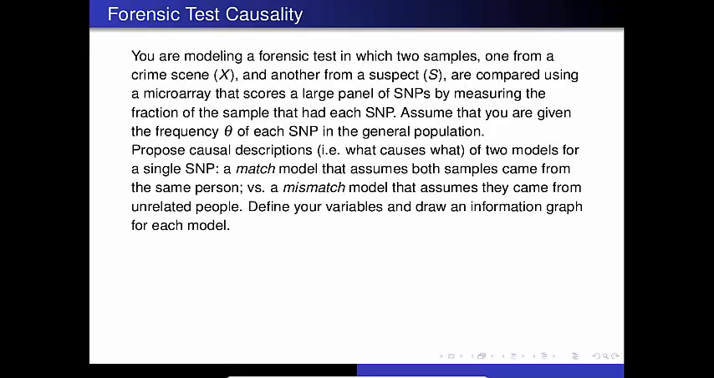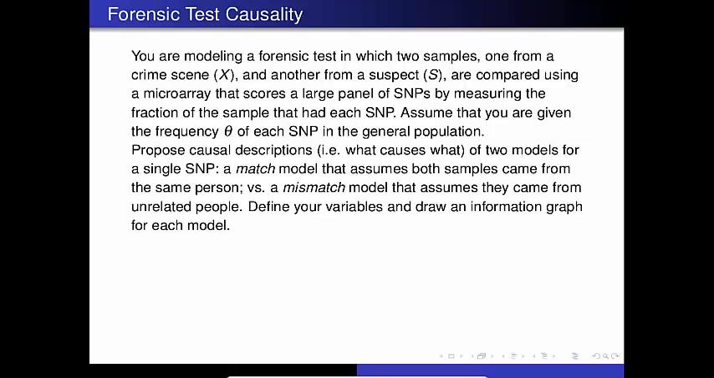Under the match model, what would connect our two observations together? So what is the match model assuming? Yeah, it's assuming that they're from the same person. So can we turn that into a random variable that is sort of hiding in the background and producing these two observations? What would we propose would connect these two observations under this match model assumption?